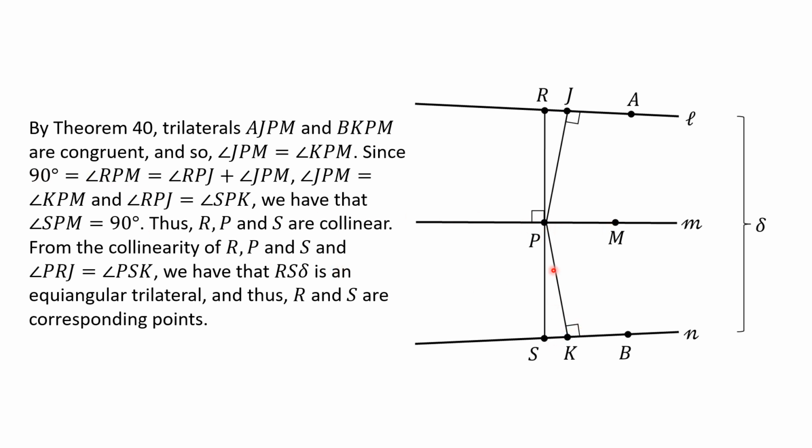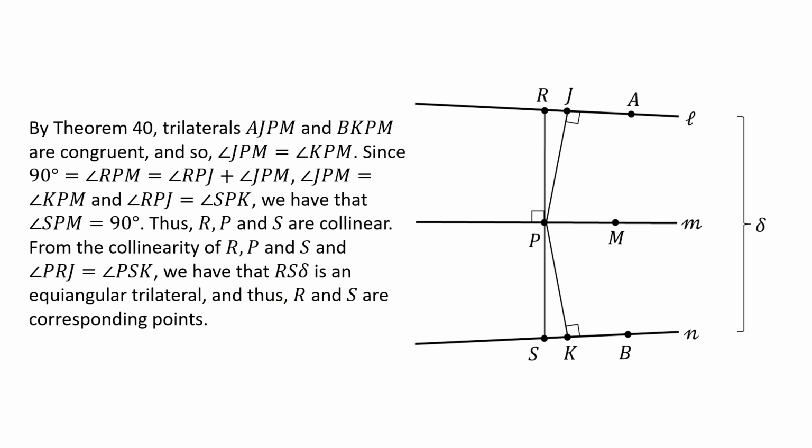So long story, but what that says is if we know this angle down here, SPM, is 90, and also the angle on this side here is 90, that means that R, P, and S are collinear, so this is a straight line. And we also know that P, R, J, this angle here, is equal to PSK. So we have that R, S, delta, in other words, this trilateral that I'm tracing out here, is an equilateral triangle, and thus, by definition, R and S are corresponding points, since this angle here is equal to that angle here, and they're both on this trilateral. Okay, so a bit of a difficult proof, but here we have it.